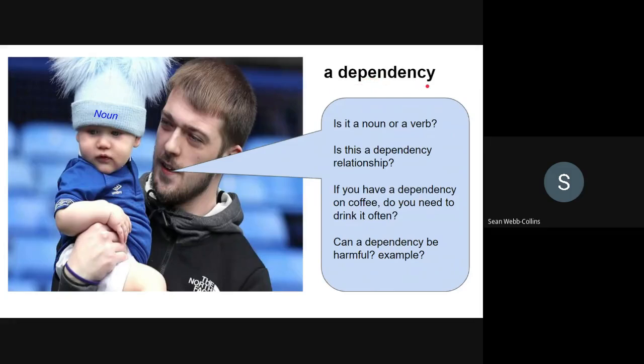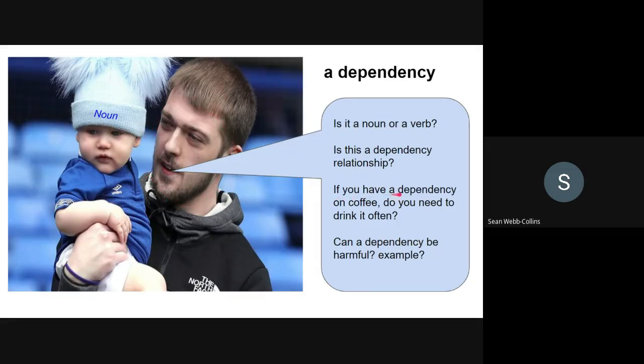A dependency. Is it a noun or a verb? Well, we can see here it is prefaced by an article, so it must be a noun. A dependency is a noun. So the baby has a dependency on its father. Is this a dependency relationship? Yes. Children have a dependency on their parents when they are younger.